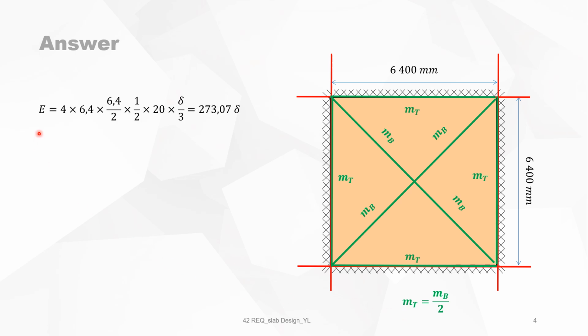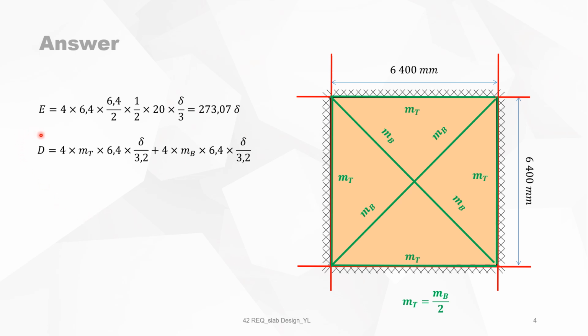The work done by the external forces is then 4 times, because we have 4 triangles, 4 times 6.4 times 3.2 divided by 2 times the load 20, and the mean deflection is delta over 3. So the work done by the external forces is 273.07 delta. Bear in mind that, because those are all equal triangles, you can find this much quicker by saying it's the total load divided by 3.